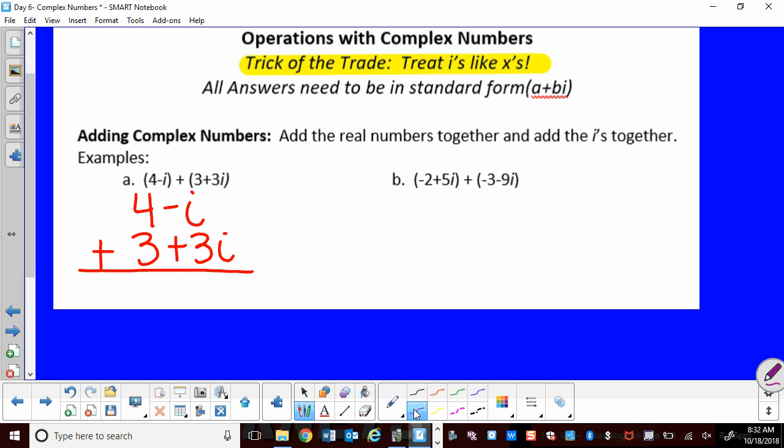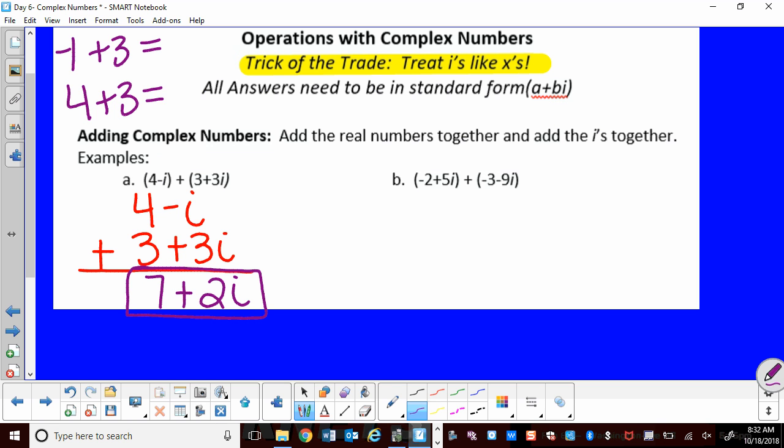So I do my imaginary numbers first. So it's negative i plus 3i. Well, negative i is really negative 1 plus 3. What do we get? Negative 1 plus 3, 2. So we get 2i. And then I have positive 4 plus 3 for my real numbers. What's that? 7. So my answer is 7 plus 2i.